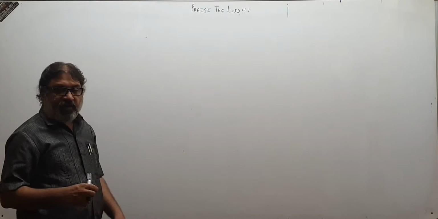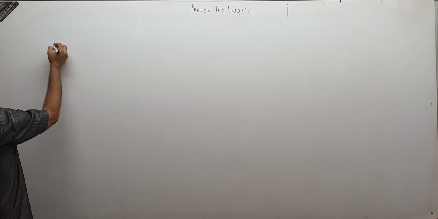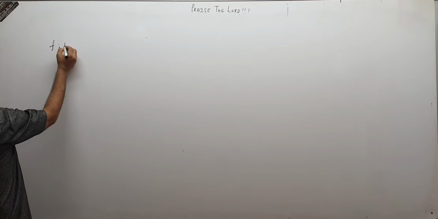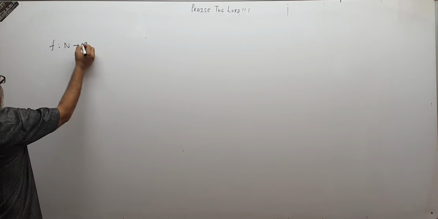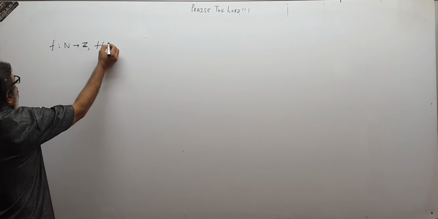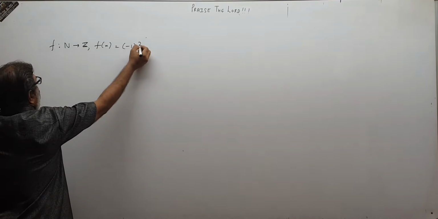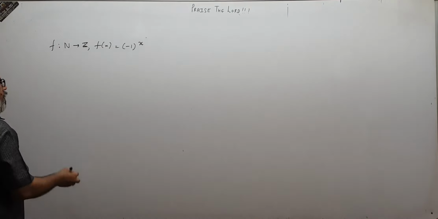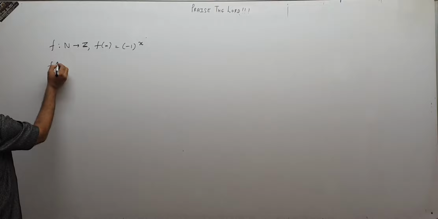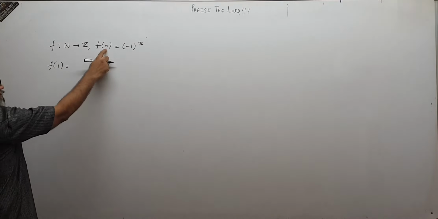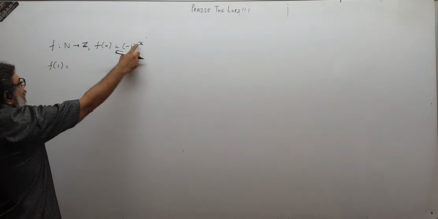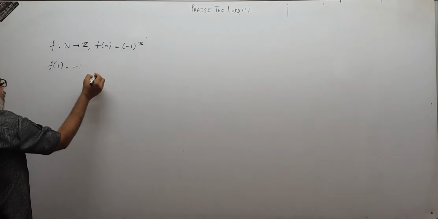Before that, let us consider one example. f is a function from N to Z, and f(x) equal to minus 1 raised to x. So children, tell me what will be f of 1. Put x as 1. So minus 1 raised to 1, that will be minus 1.